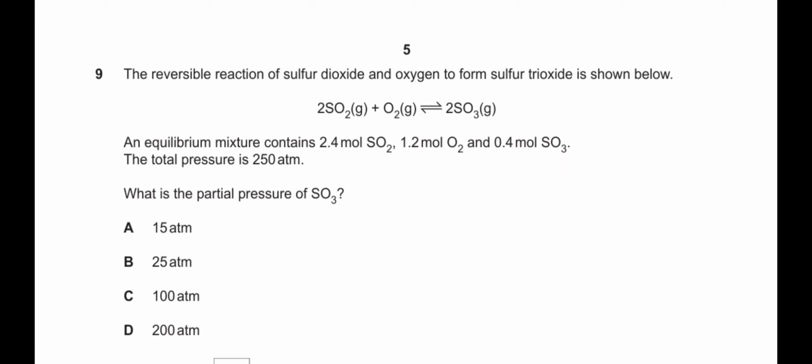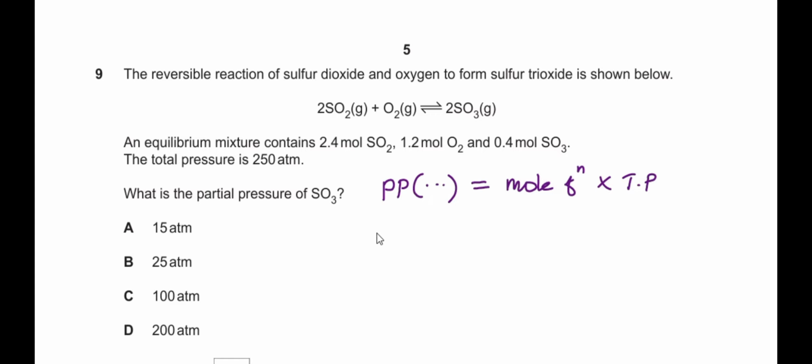Question 9. The reversible reaction of sulfur dioxide and oxygen to form sulfur trioxide is shown below. So the equation is given. You can see from the equation that all the reactants and the product are in gaseous state. An equilibrium mixture contains 2.4 moles sulfur dioxide, 1.2 moles oxygen and 0.4 moles sulfur trioxide. The total pressure is 250 atmospheres. What is the partial pressure of sulfur trioxide? Well, the partial pressure of any gaseous species at equilibrium is equal to its mole fraction times the total pressure.